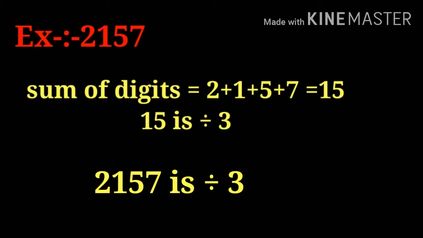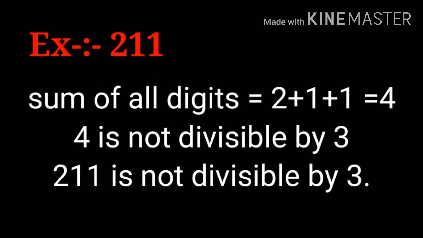The given example is 2157. The sum of all digits is 2 plus 1 plus 5 plus 7, which equals 15. 15 is divisible by 3, hence 2157 is divisible by 3. Let us discuss one more example which is not divisible by 3. Example 2, 211. The sum of all digits of 211 is 4. 4 is not divisible by 3. Hence 211 is not divisible by 3.